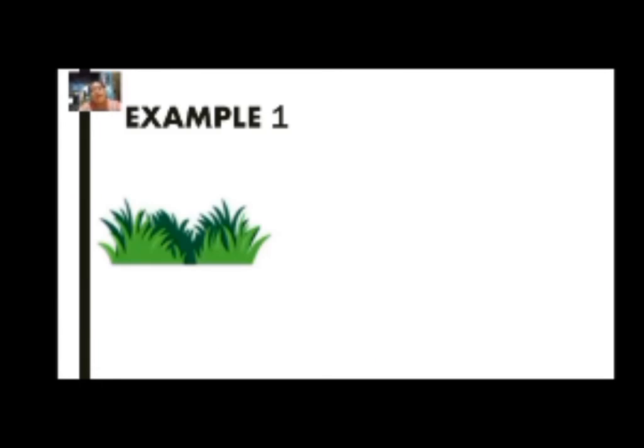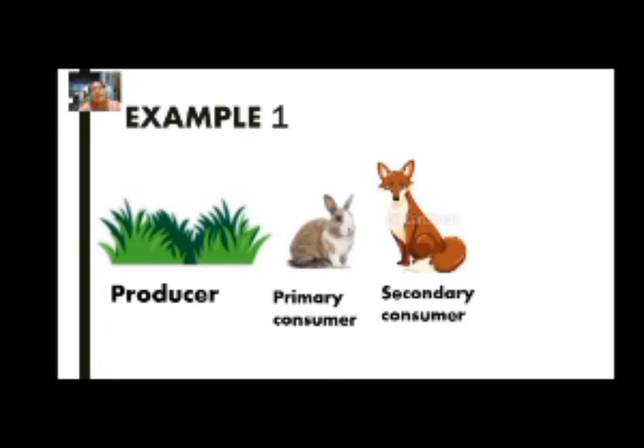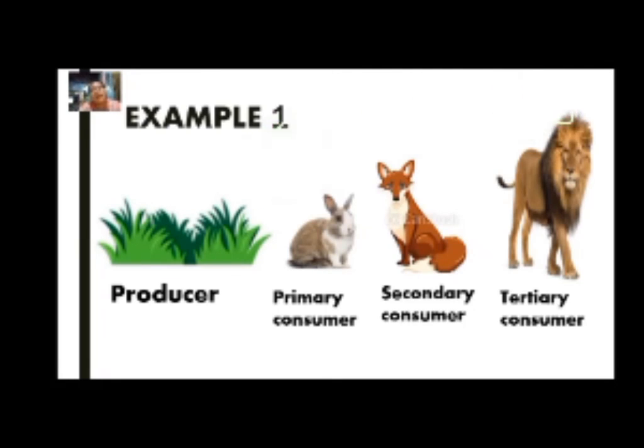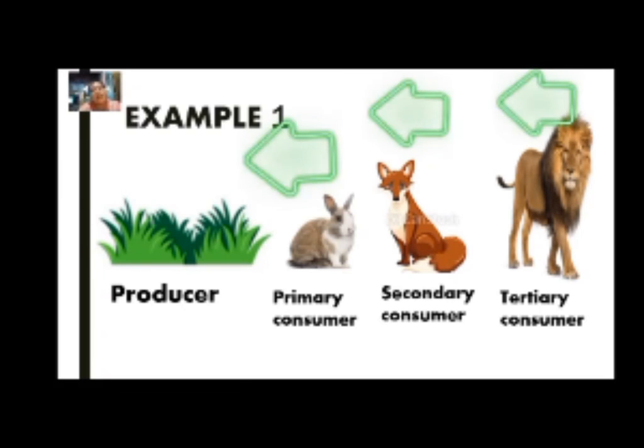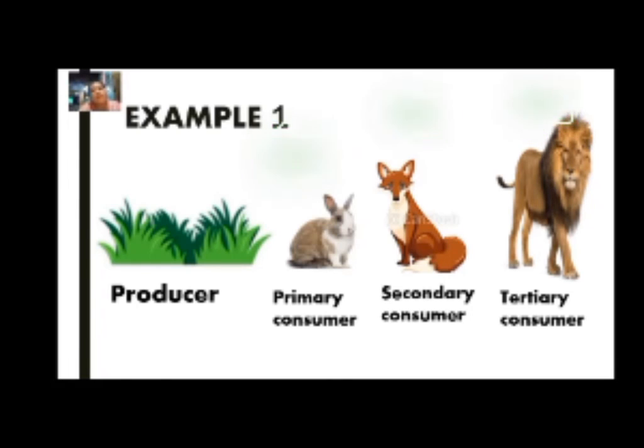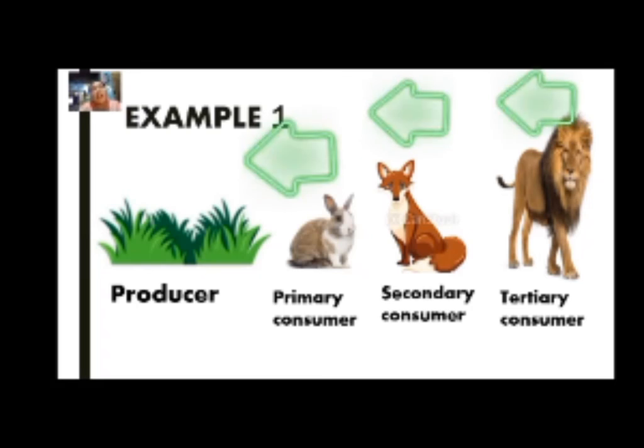Now, let's look at some examples. Plants, rabbits, fox, lions. So here is a food chain: the rabbit eats the plants, the fox eats the rabbit, the lion eats the fox. The plants are the producers, so the rabbit is the primary consumer. The fox is the secondary consumer. The lion is the tertiary consumer.